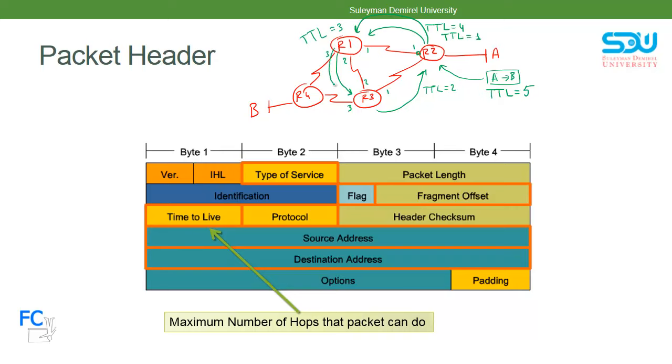and when it comes here, its TTL value will become 0, and actually router 1 will destroy the packet. It will not resend it to router 3 one more time. So the TTL value is preventing infinite loops by decreasing its value.